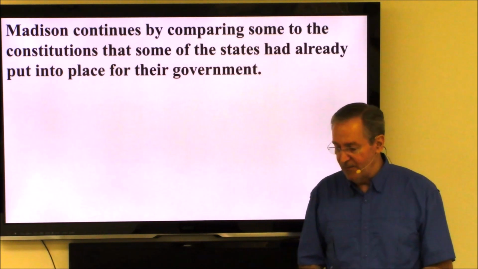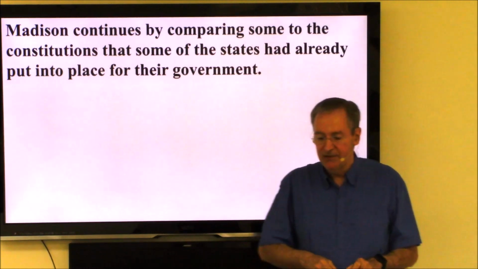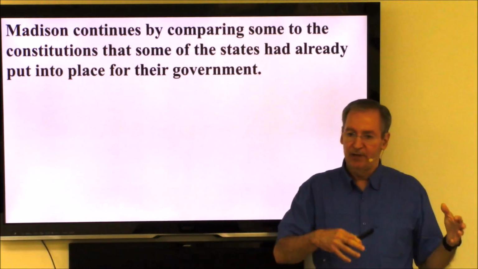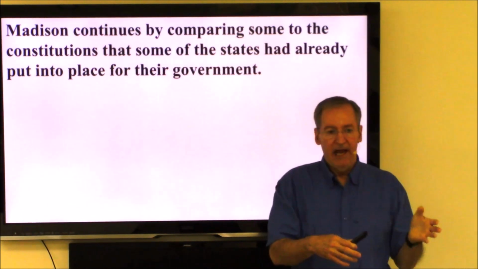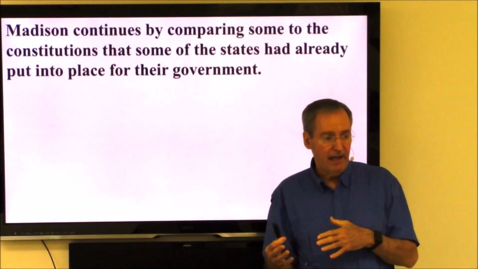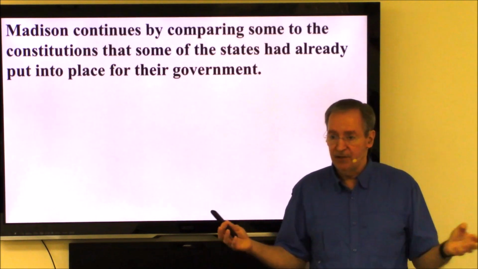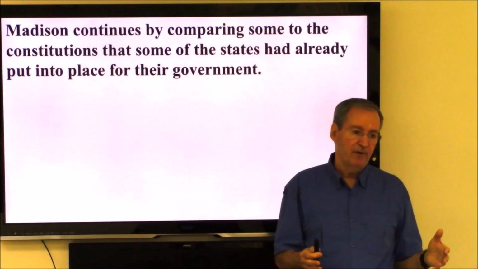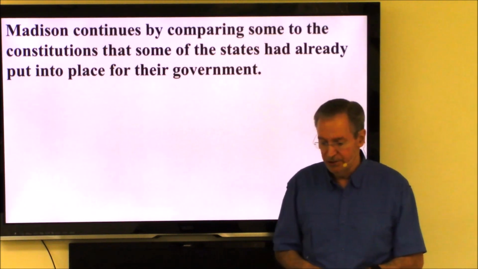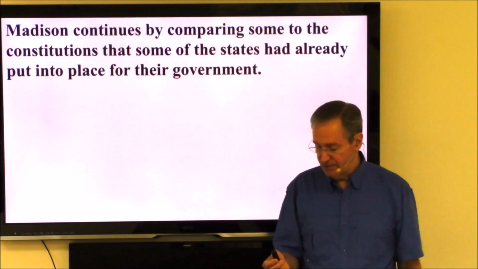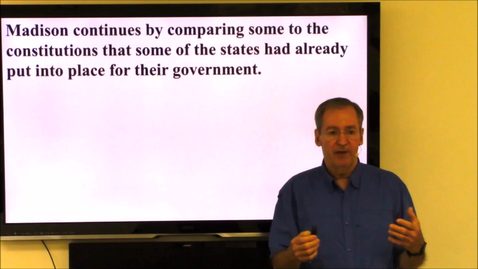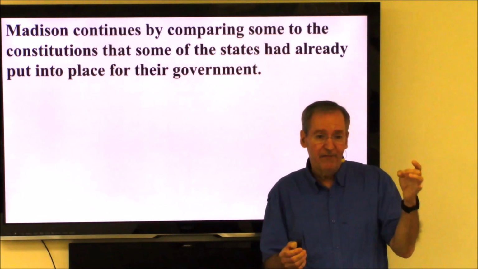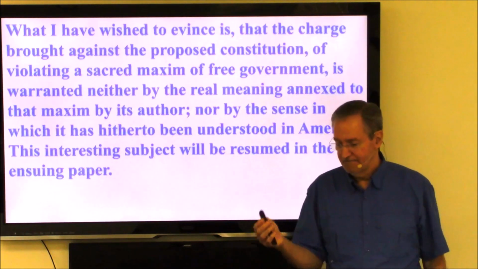Madison continues by comparing some of the constitutions of the other states. What we don't see a lot of times is that there were several states who had written their own constitutions after we were free from England, and they took all these together, looked at them, and used parts of some of them when they were writing our national constitution. So he brings those up as well, and he's saying where the defects are in some of those, and he mentions some of those in these 47, 48, 49, 50, and 51.